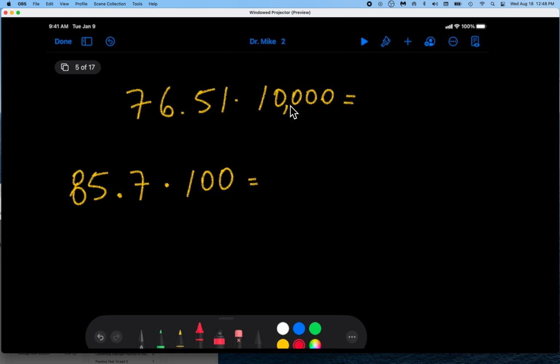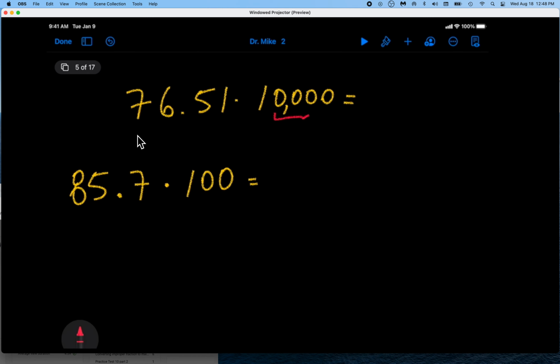Multiplying by a big number, we're going to get bigger. How much bigger? 4 zeros bigger. We know we have to move this decimal place 4 places to the right. But if we do, we're going to be in Never Never Land. Let me show you what I mean.